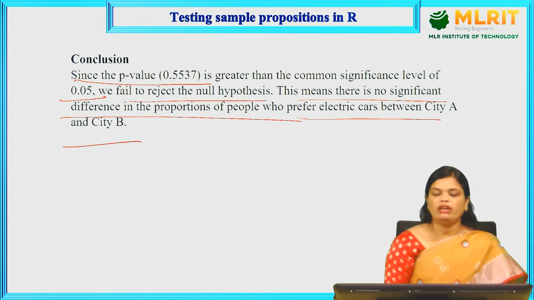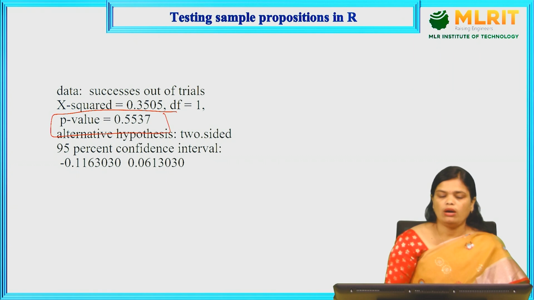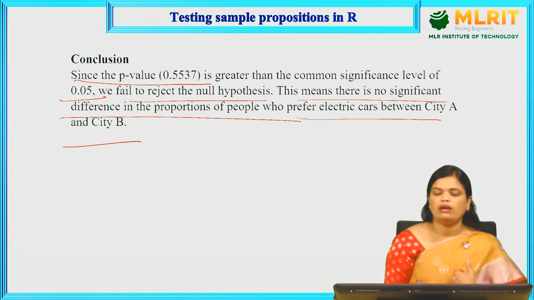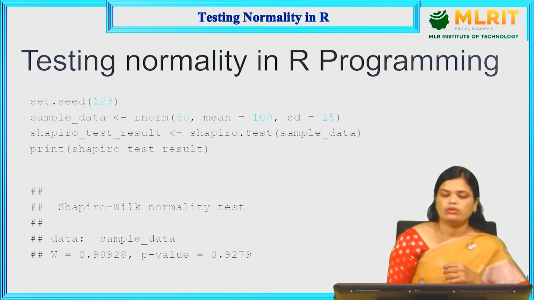Depending on the p value, we are going to decide whether we are rejecting the null hypothesis or justifying the hypothesis or not.